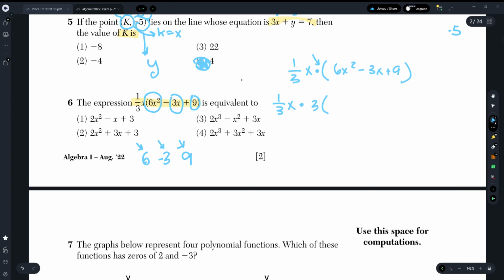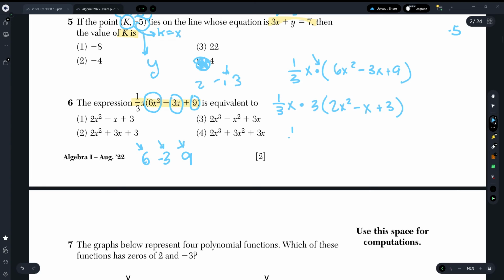So what's 6x squared divided by 3? It's 2x squared. What's negative 3x divided by 3? It's negative x, or negative 1x. And what's 9 divided by 3? It's positive 3. It's just 3, right? So now, if I look at this, can I simplify it any further? Can I factor anything out? I cannot, right? 2, negative 1, and 3, I cannot divide these by anything and get a whole number out of them, other than 1, but that doesn't help us at all.